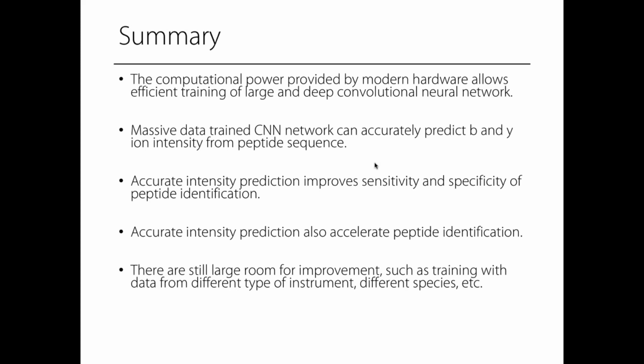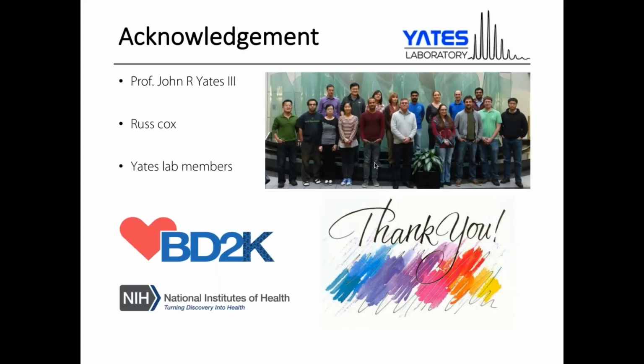And the accurate intensity prediction also accelerates peptide identification. There's still a large room for improvement, like training with data from different types of instruments and different species, and obviously for some types of instruments, we need more training data. So eventually the goal is to have a database-independent neural network that can predict the sequence as well as the spectral library. Although I don't think that's entirely possible, we'll keep improving.